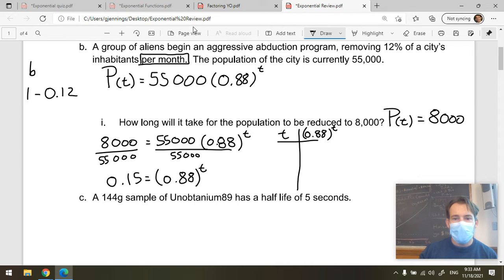So I'm going to test different values of t, and I'm going to be raising that to a certain power. What looks like a good one to test first? 5 months? Maybe a few more months? Maybe 8 months? Let's test 8 months first. So I'm going to do on my calculator here 0.88 raised to the power 8 equals 36%. So that would be 0.36. That is not enough months. The aliens need more time to reduce the population.